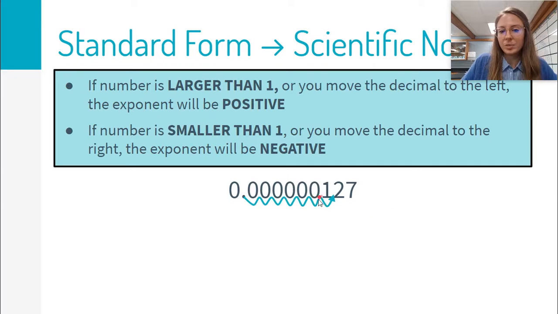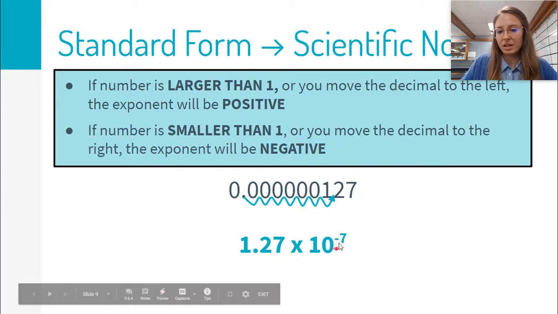Okay, we can't stop here because there would not be a non-zero number to the left of the decimal, and we can't go one more because that would be too many digits to the left. We have to stop between the 1 and the 2. And since we moved the decimal to the right, that can tell us that our exponent is going to be a negative 7, or the fact that our number in standard form was smaller than 1 to begin with will also tell us that our exponent will be negative 7. And then our coefficient is 1.27.